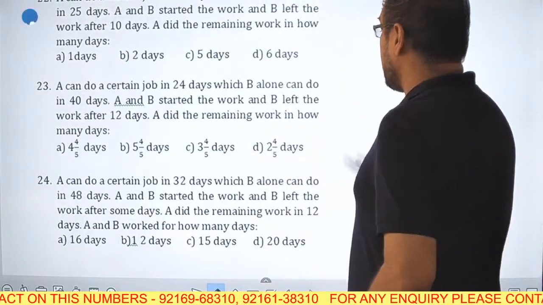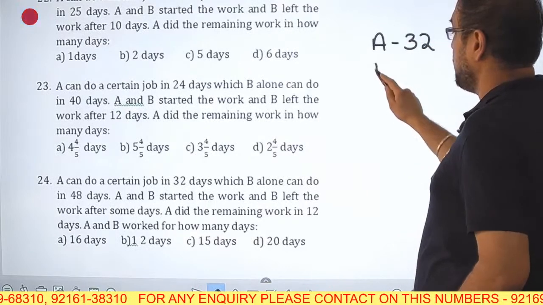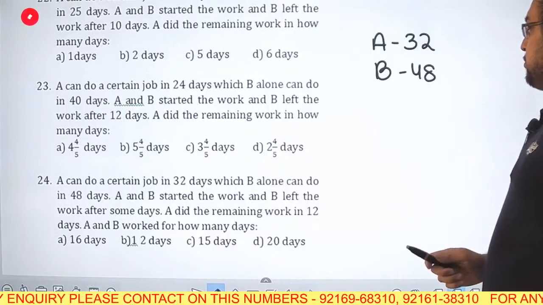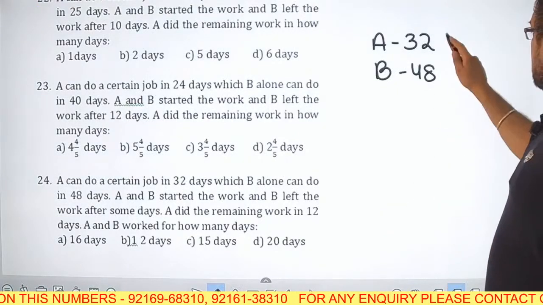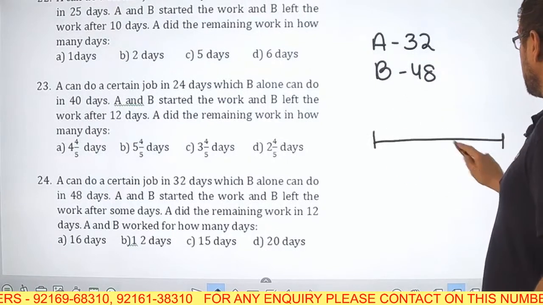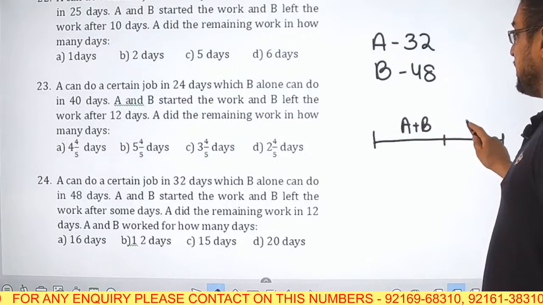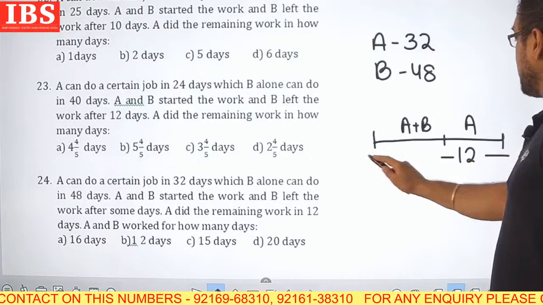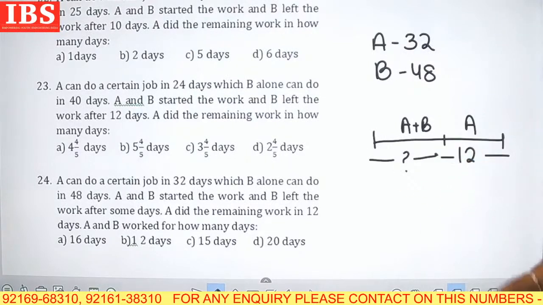A can do a piece of work in 32 days, B in 48 days. A and B started the work together and B left after some days. So A does the remaining work in 12 days. So this time the total work is not given, this time is given. So we start the question from this place.